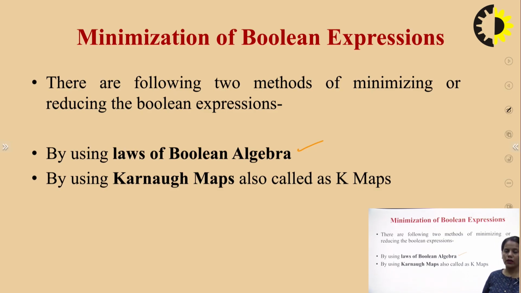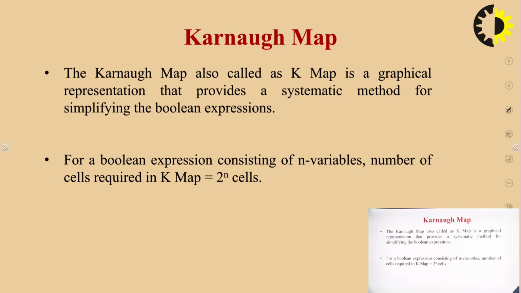And the second way to minimize the complex numericals is to use the K-maps, also known as Karnaugh maps. In today's lecture I will cover only K-maps. So, let us see what K-maps are. A Karnaugh map is called the K-map, and it is a graphical representation that provides a systematic method for simplifying the Boolean expression. Because we are using a graphical method, it seems easy for many of us.